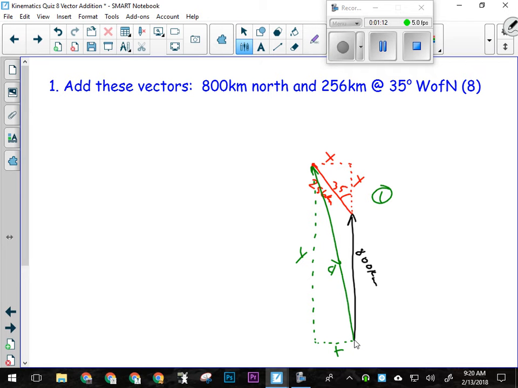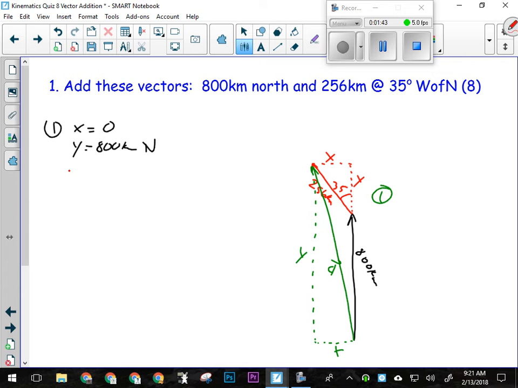All right, next thing we got to do, find x and y for all the vectors. Well, finding x and y for the 800 kilometer vector is easy because it only goes north. So I'm going to give you one mark for saying that x equals 0 and y equals 800 kilometers north. We didn't have to do any math for that because none was required.